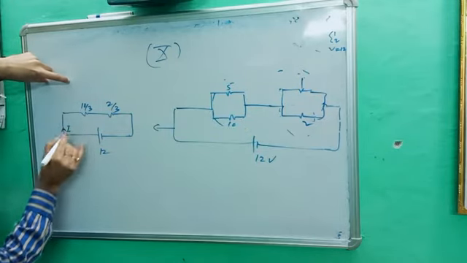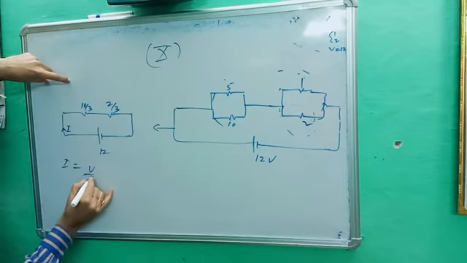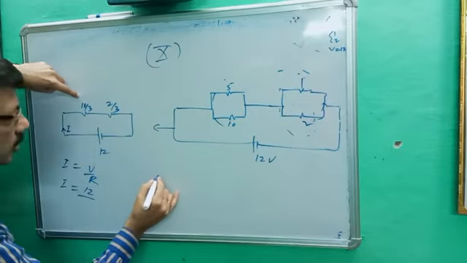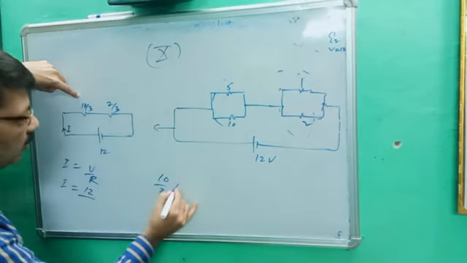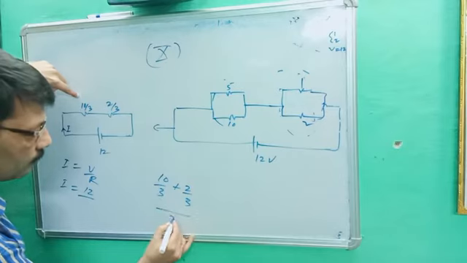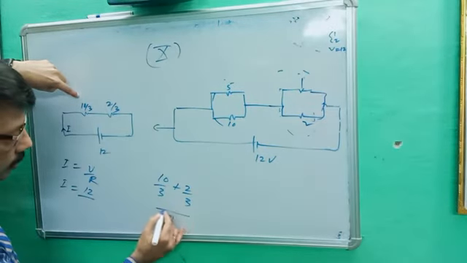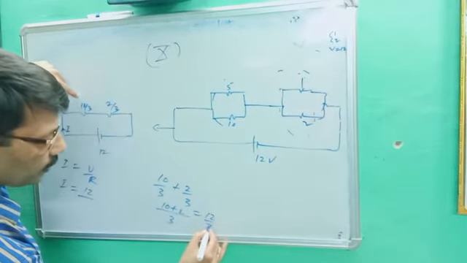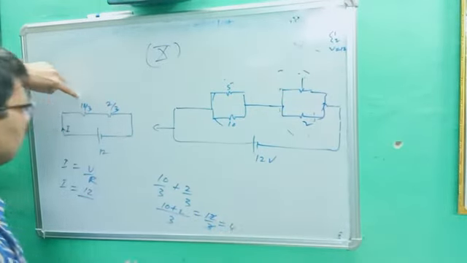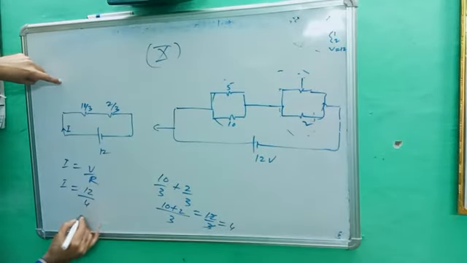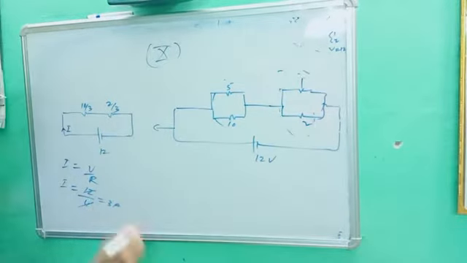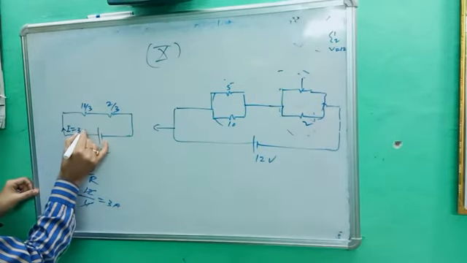So what is the total current? I is equal to V upon R. I is equal to 12 upon total R. They are in series, so resistance is R1 plus R2, 10 upon 3 plus 2 upon 3. LCM is 3. You will get 10 plus 2 is equal to 12 upon 3, which is 4 ohm. So its resistance becomes 4 ohm. Divide 12 by 4, we will get 3 ampere. So the total current drawn is I equal to 3 ampere.